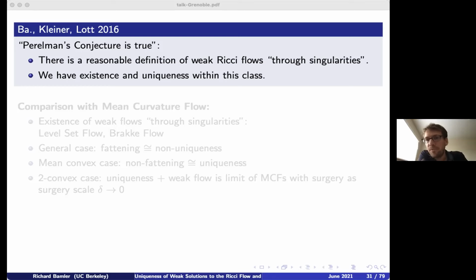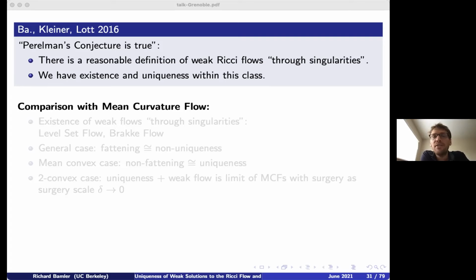And I'll spend the remainder of this chapter telling you what this flow is, and then I'll state the main uniqueness result. But just for the people here who maybe work on mean curvature flow, let me just compare the situation that we're in with the mean curvature flow situation, because I think this analogy will be quite useful. Okay? So in mean curvature flow, well, mean curvature flow concerns the evolution of embedded hypersurfaces often in Euclidean space.